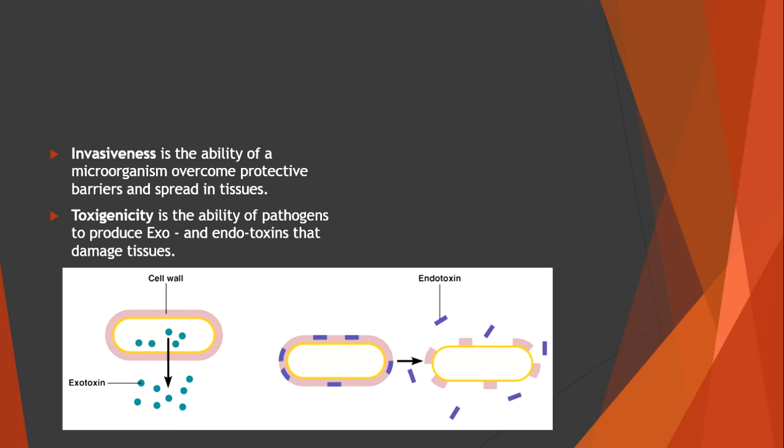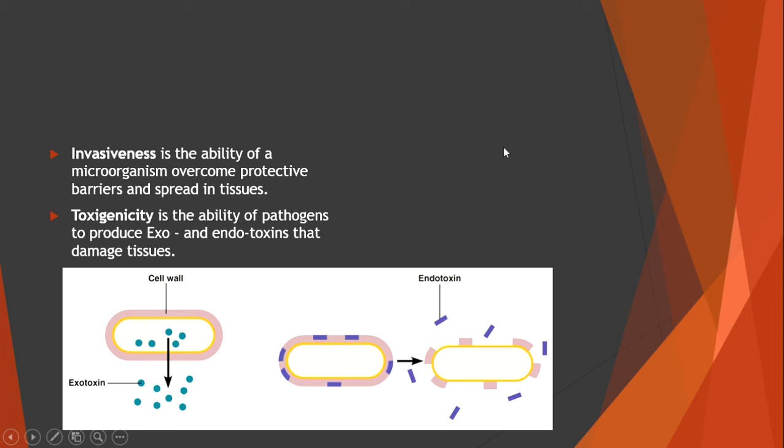We have two definitions: invasiveness, the ability of the microorganism to overcome protective barriers and spread in tissues, and toxicity, the ability of pathogens to produce toxins that damage tissues. We have two main types of toxins: exotoxin, which means the cell produces the toxin and pushes it away from the body of the bacteria, and endotoxin. So bacteria have toxins in their own structure, and when they die, endotoxin goes throughout the body.